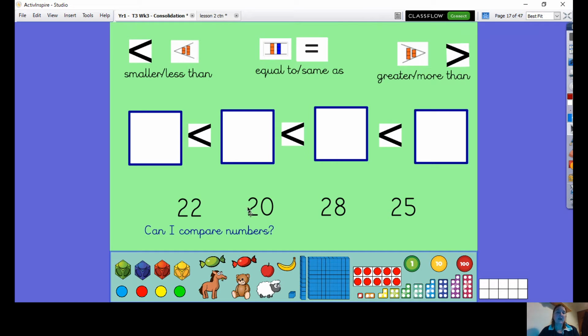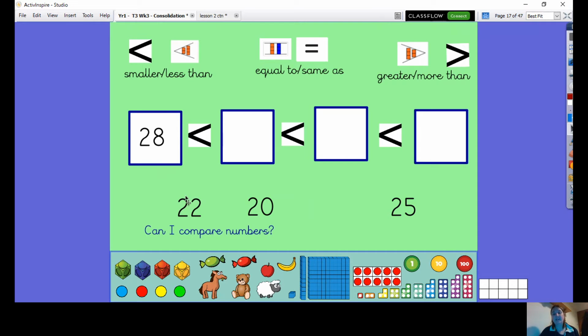Right, so what I'm actually going to do, I'm going to start with my bigger number, 28. So if I put 28 in here, let's just have a listen. So I'm going to think that 28 is smaller than what?